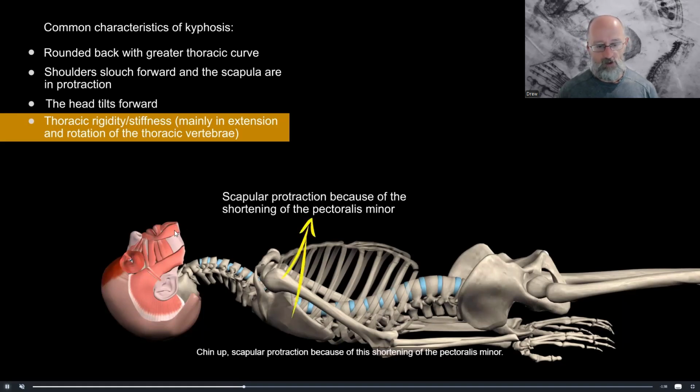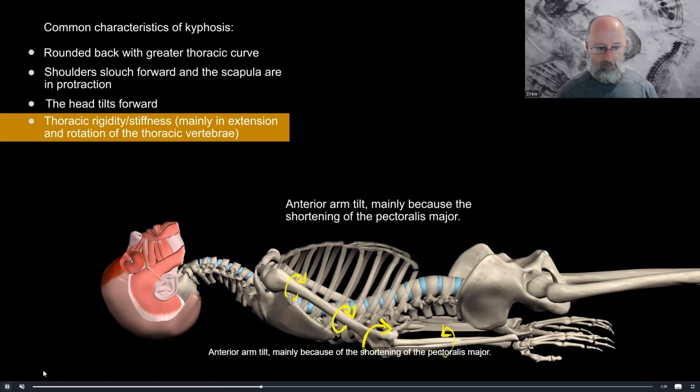So you can see the chin's up, scapula's in protraction, it's kind of rounding forward, and this is important here, anterior arm tilt, mainly because of the shortening of the pectoralis major. So you can see here, as you go into protraction, essentially that rotates the shoulders forward. So you get what's called internal rotation of the humerus, and that shortens all the muscles on the front. So the pec muscles are internal rotators, so they're going to tighten up and they're going to pull your shoulders in a little bit more.